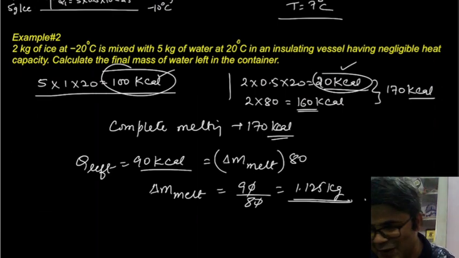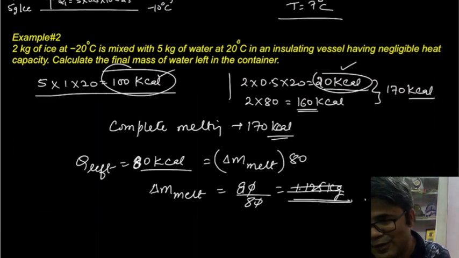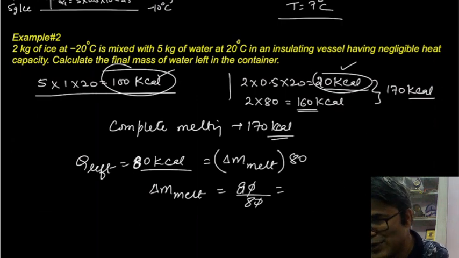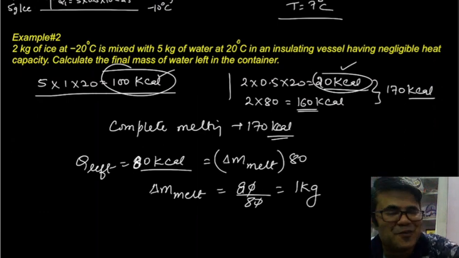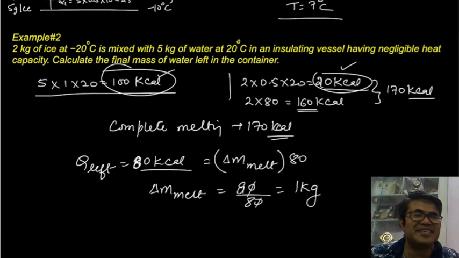So my calculation has gone awry. The leftover heat would be 80 kilocalories only, so it would be 80 by 80. My calculation is not perfect here, so don't commit such mistakes. It would be 1 kg, it will only be 1 kg. That means 1 kg of ice has melted.